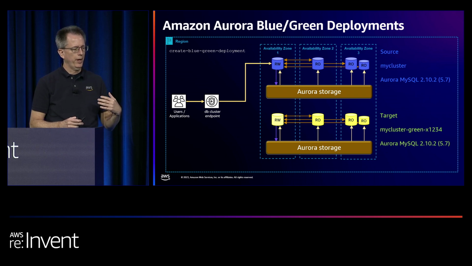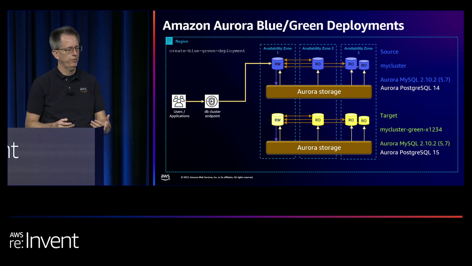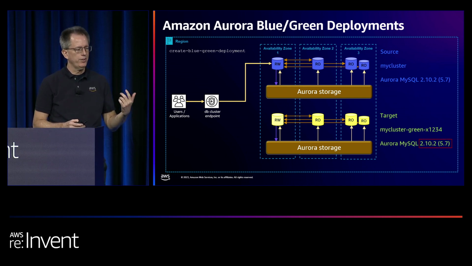Now, at the moment, these are both 5.7. You could be doing Postgres as well. As I said, you can be moving from 14 to 15. But in this case, we're going to upgrade from 5.7 to 8. So the first thing this workflow is going to do, because you told it you want to go to 8, it will automatically upgrade that.